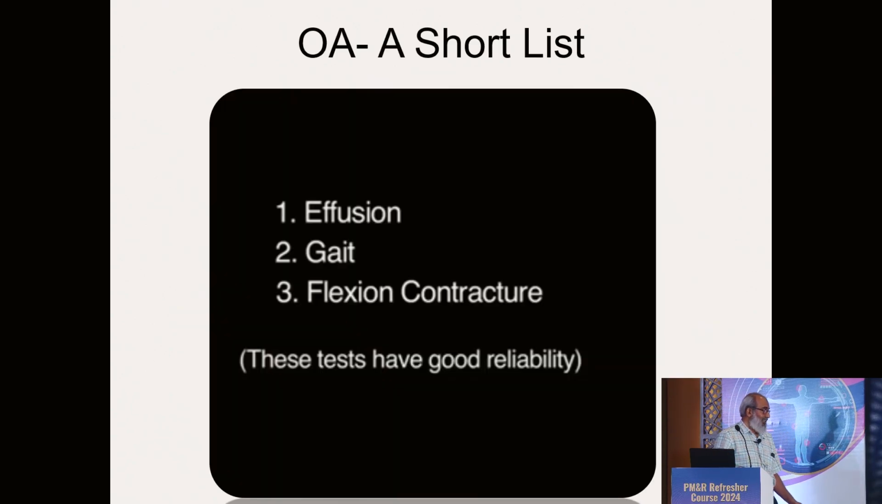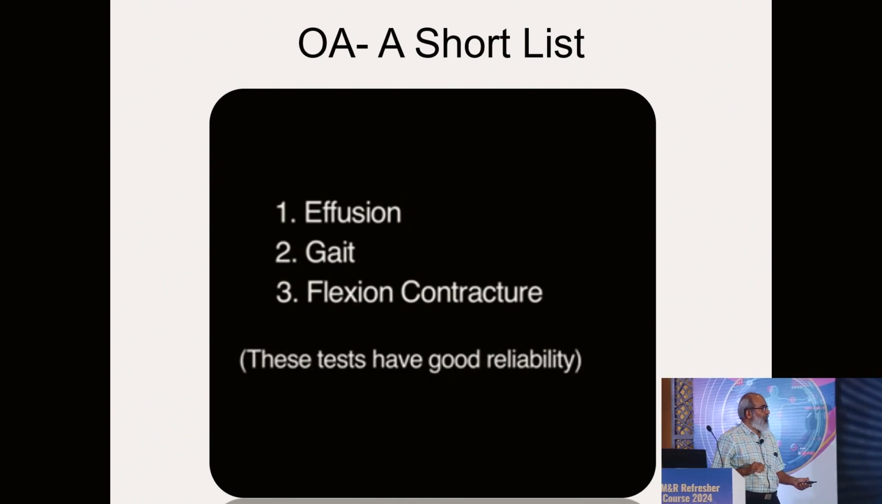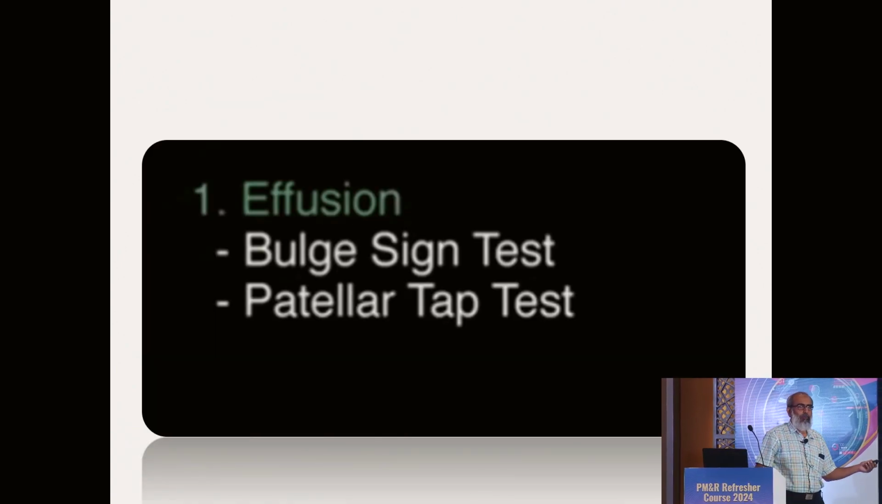Then there is this short list for OA. Actually, it's from Arthritis Research Canada. You can actually have a checklist. This has very good specificity and inter-rater reliability. You can check for the effusion, gait, flexion contracture. Effusion, so you know the bulge sign.